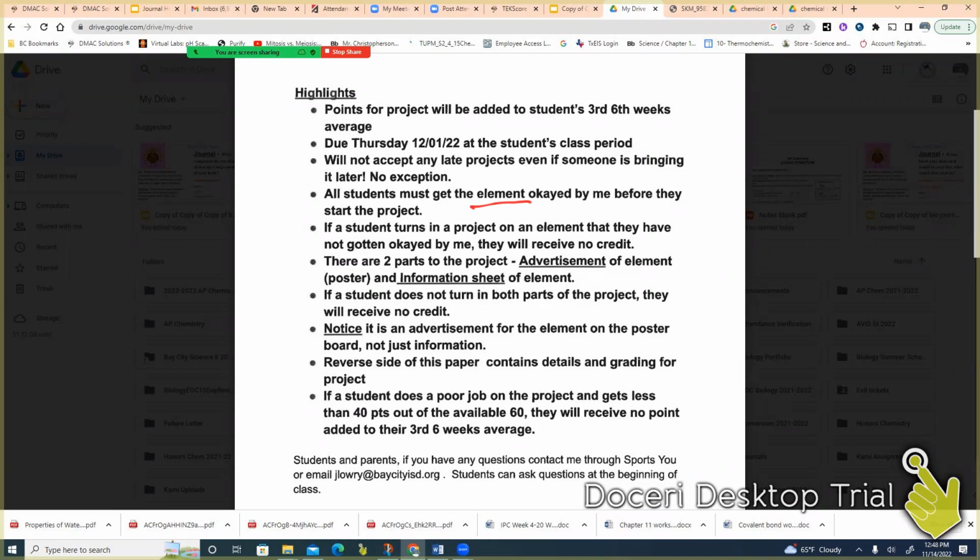If a student turns in a project with an element that they did not get okayed, then they will not receive any credit for that. Whenever y'all did the other projects that were required, I gave you some partial credit for those types of things. I will not do that for this. These parameters will be followed 100%. So if you flip over yours, that's the rubric for grading it.